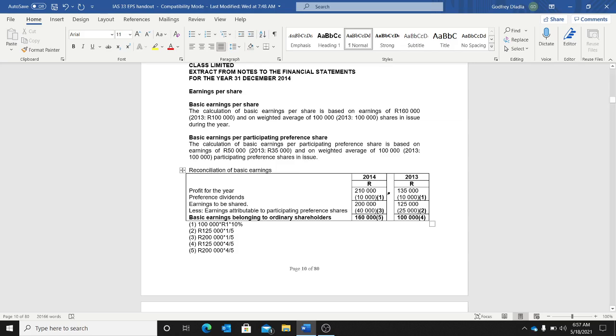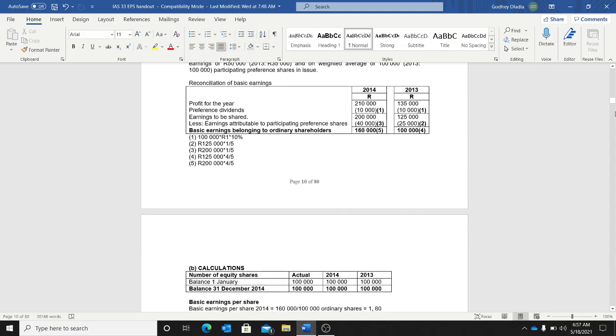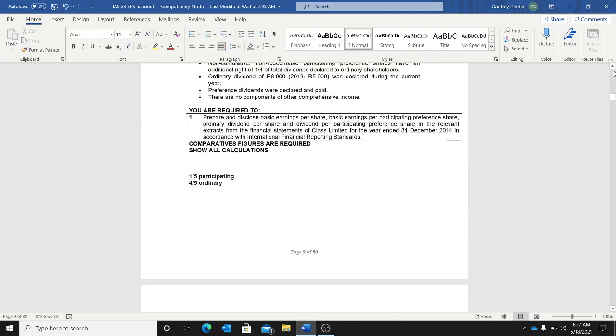Okay, now, so you can see that once you are done with that, in relation to the question itself, you've already answered these two. Right, you've answered the two. So you're still left with ordinary dividends per share, and dividends per participating, right?